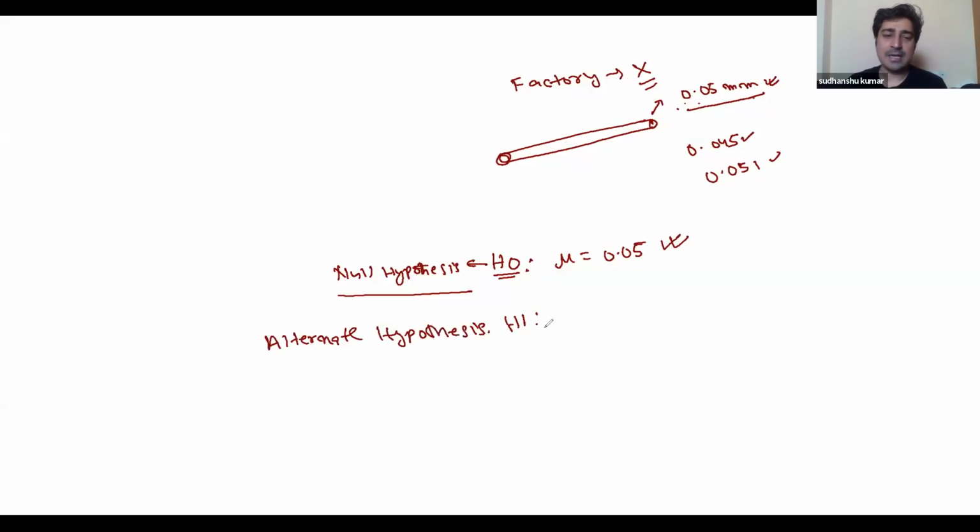So H1 is called an alternative hypothesis. Now, what could be my alternate hypothesis? If the average is lesser than or greater than, on both sides, I can say so.